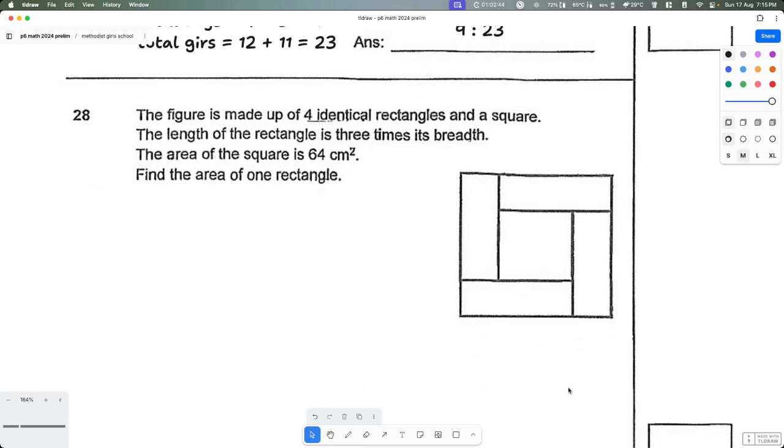Let's move on to question 28. So the figure is made out of 4 identical rectangles and a square. The length of the rectangle is 3 times the breadth. So this one is 3 units and this is 1 unit, in this case over here. Right, so the area of the square is 64 centimeters square. Find the area of one rectangle. Okay, so we know this is 3 units as well. Okay, and we also know that this is 1 unit over here. Let me just draw. So that means this is 2 units.